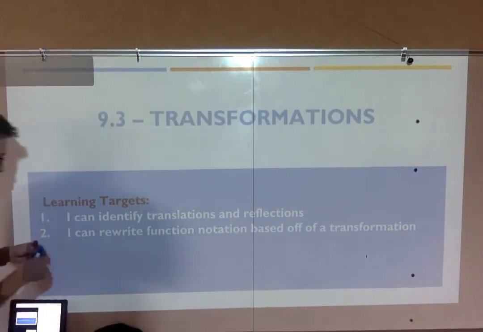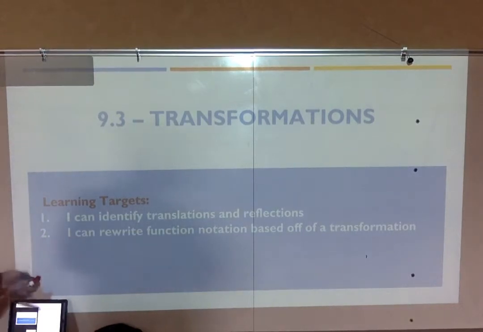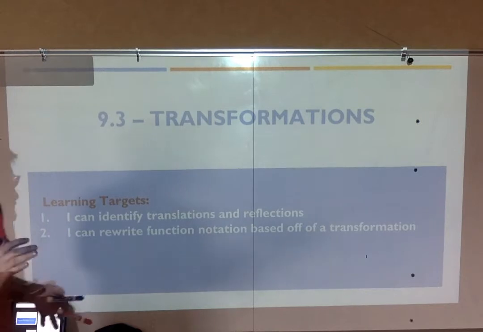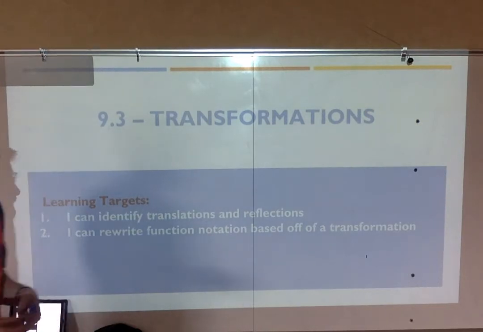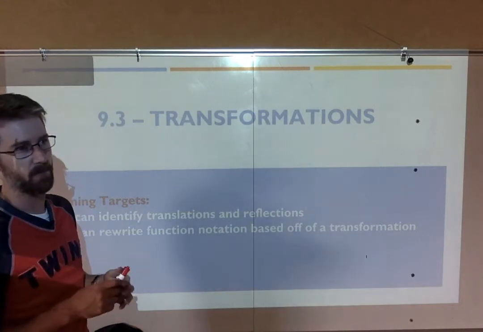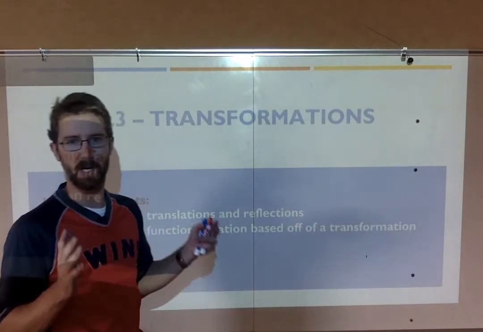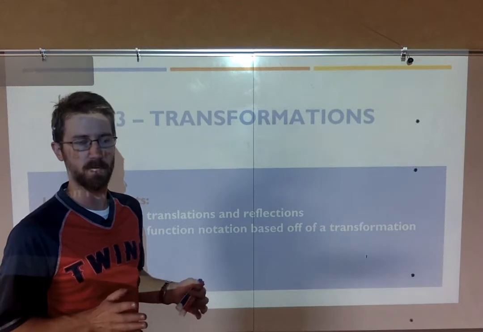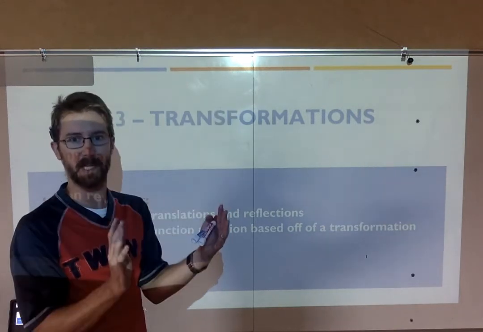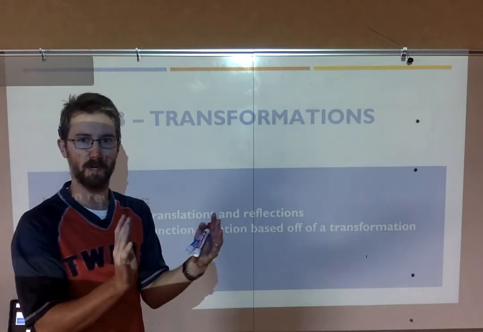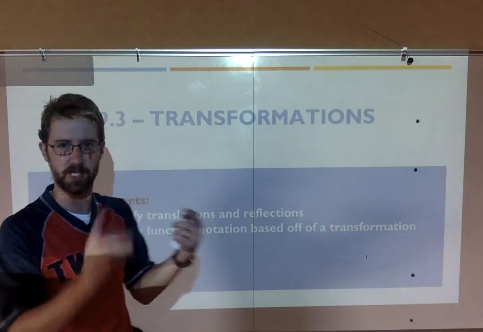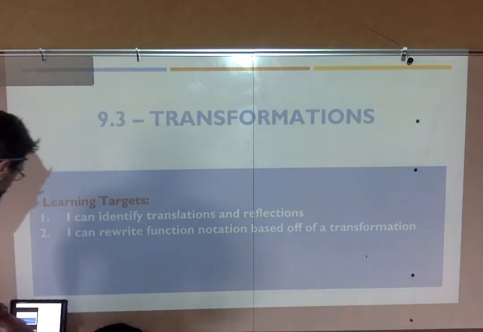Transformations 9.3. We'll cover this over a couple of days. The first day we're going to take one batch of types of transformations, and then the second day a different one. When I'm talking about transformations, I mean transforming a graph. What happens mathematically when you take a parabola and move it up, or move it to the side, or stretch it horizontally or compress it, or flip it over so it's upside down, that sort of thing.